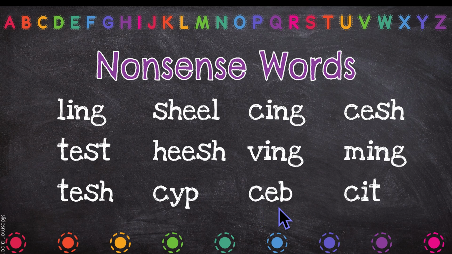We have the letter C. Let's use our rule. Do we have an E, I, or a Y? We do. So we want to use the second sound. S, s, eb, seb. Let's use our rule. Do we have an E, I, or a Y? We do. So we want the second sound of C. S, s, it, sit.